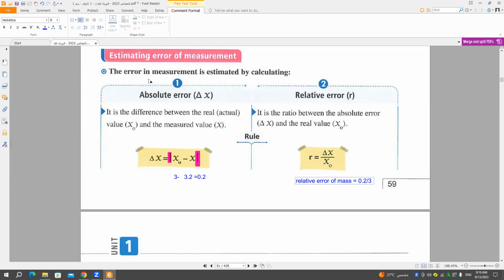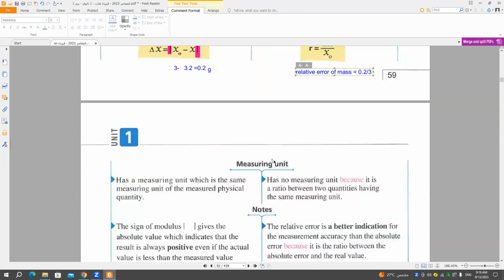So the absolute error has a measuring unit like the physical quantity. The measuring unit here is gram. But the relative error has no units.